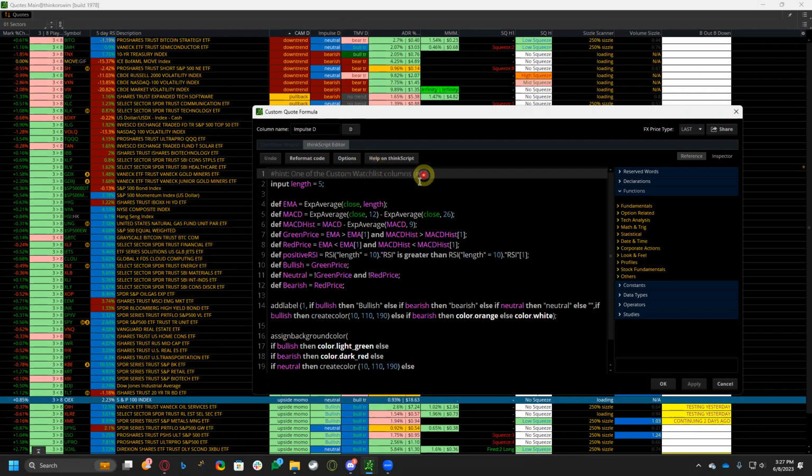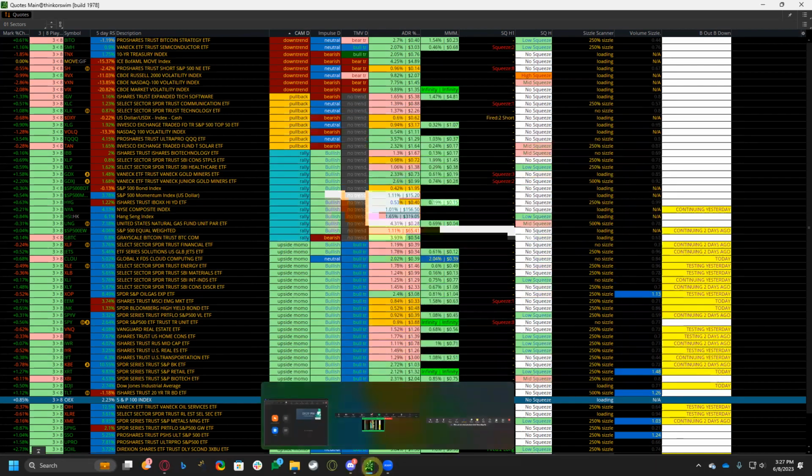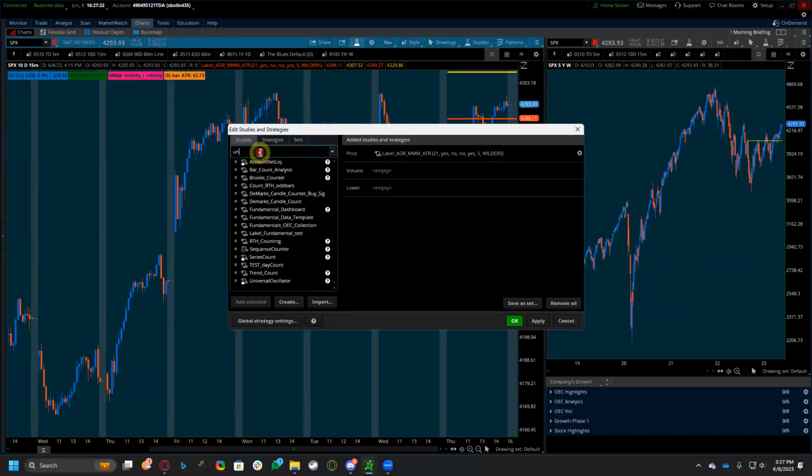So this one has RSI and MACD and EMA, right? So if we get out of all of that for a minute, the CAM indicator, and we come back over to a stock chart, we hit the beaker, type in impulse.